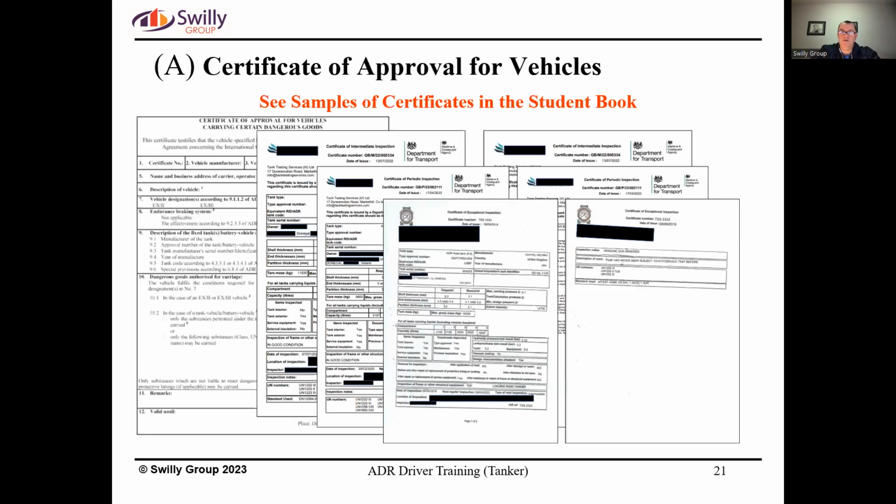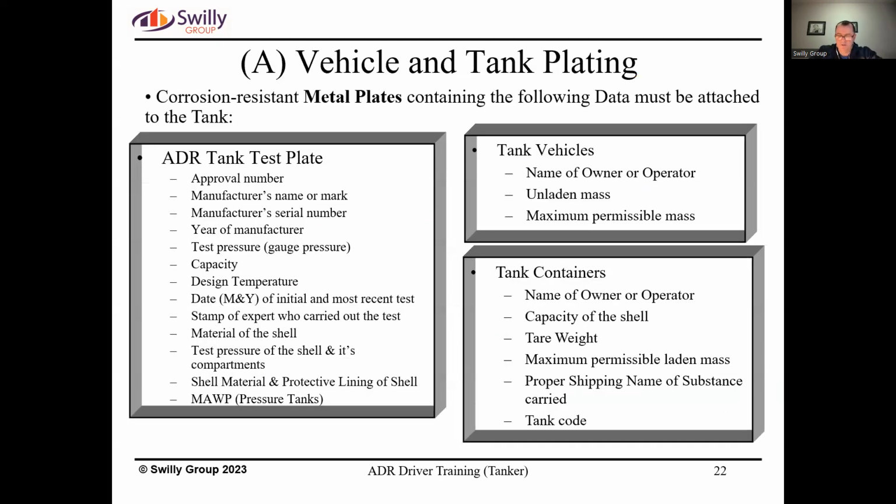There's a few examples there in your book, what page is that? Page 16, page 17, page 18, okay, and then page 19 just shows you the information that's on the aluminium plate on the vehicle, okay. Now you can see that in page 19.